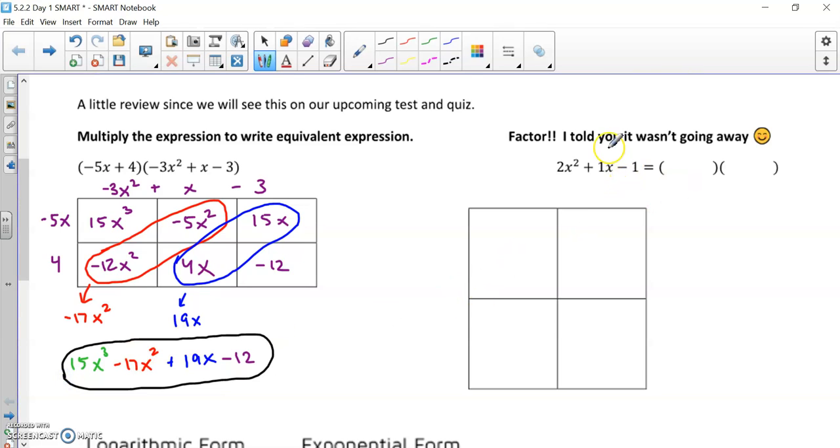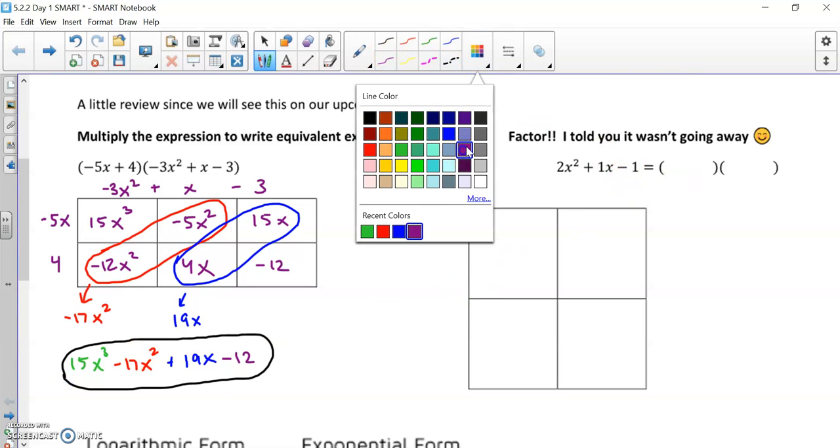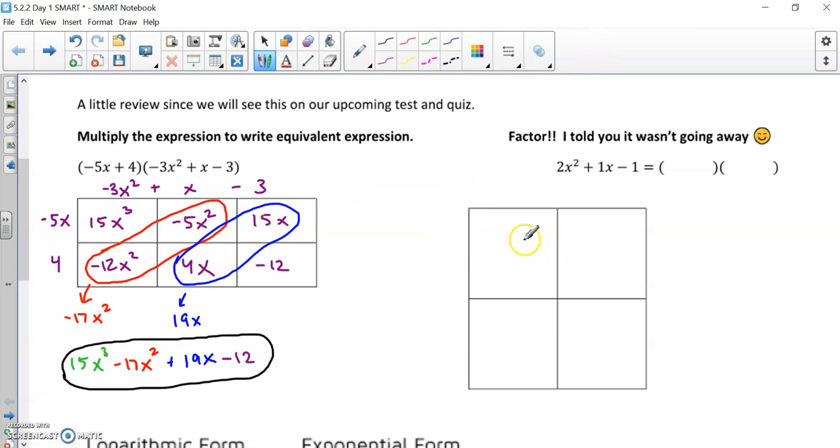All right, for this one, we are back to our box and diamond. So we start by setting it up with the first term in the top left box, third term in the bottom right box. We are now ready to do our diamond. So we get 2x squared times negative 1 equals negative 2x squared. And then 1x goes at the bottom from this middle term here.